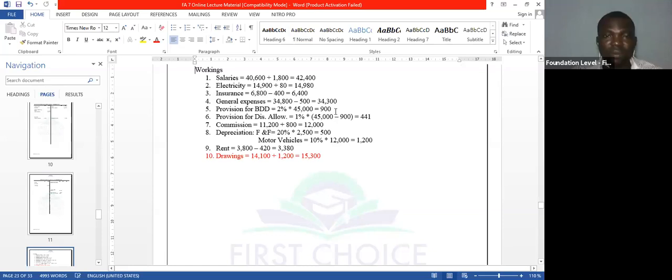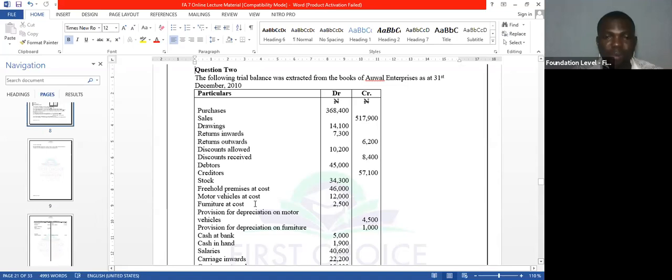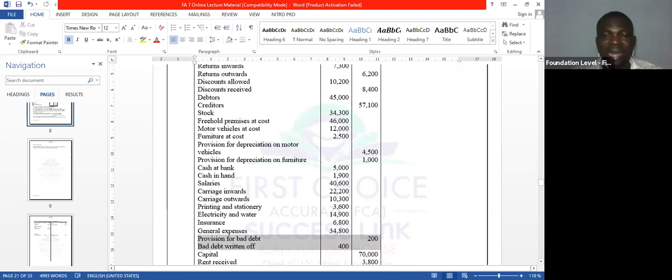So I go to my trial balance and ask the question: have we provided for that bad debt? Let's look at the trial balance. Do we have a provision for that here? Here we have provision for bad debt, which is 200. And now they say that at the end of the day, the provision is 900. They have increased it by 700. It means they have increased it by 700.